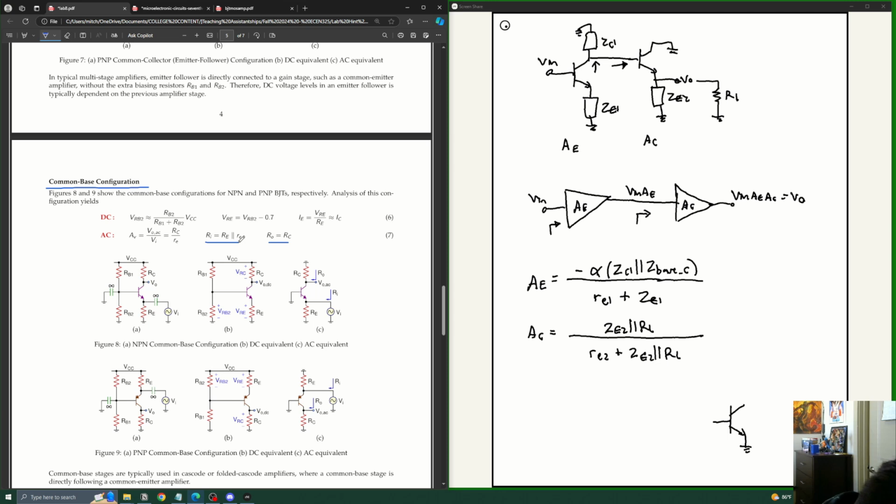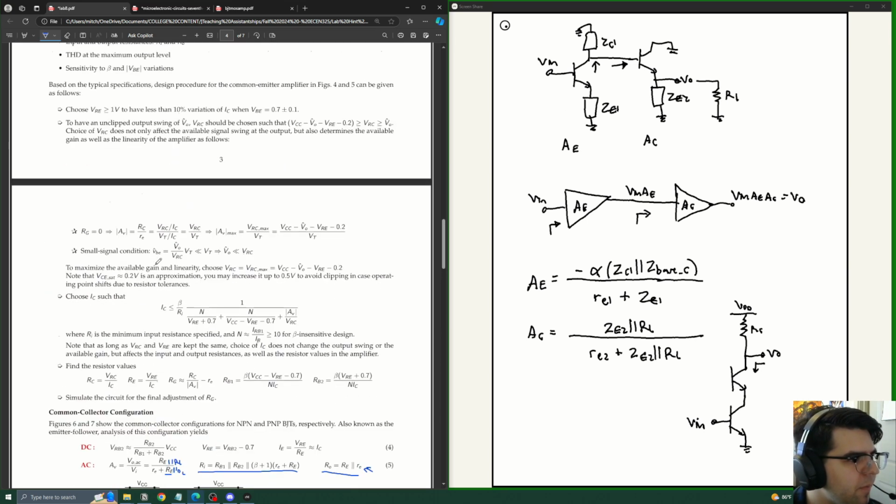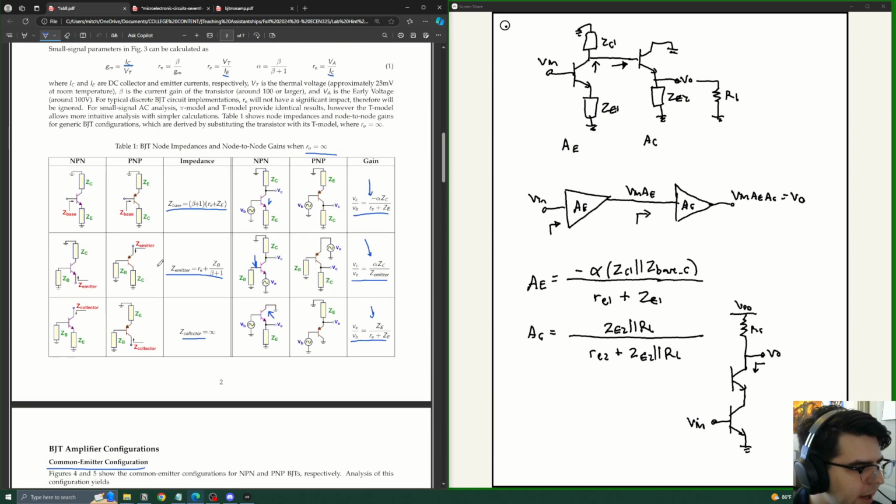So we have a common emitter amplifier right here, and then it leads into a common base amplifier right here. So we get VO, and then we have some sort of RC right here. And the idea is that Cascode is really great because the output impedance is ridiculously high. If we look at the output impedance, if you look at our table, the impedance looking into a collector is infinity. Well, it's not actually infinity if we consider RO, but it's really, really high.